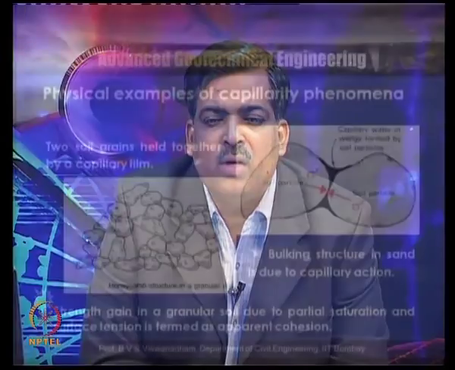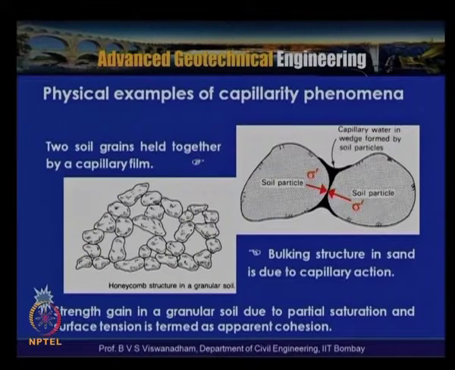These coal ash deposits exhibit very high apparent cohesion. So the strength gain in granular soil is due to partial saturation and surface tension, and it is termed apparent cohesion. This cohesion is a property of the soil which we will be discussing later.